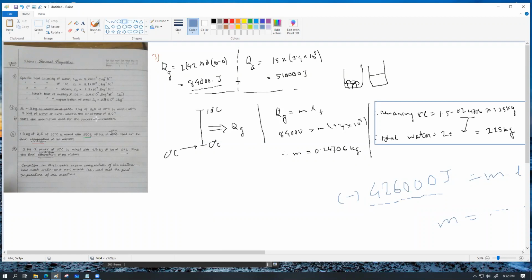So degree Celsius, full stop. What is the final condition of the mixture?